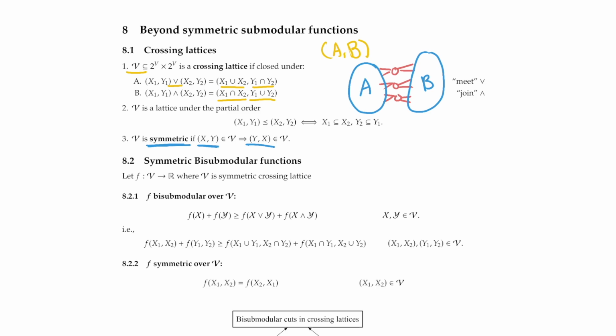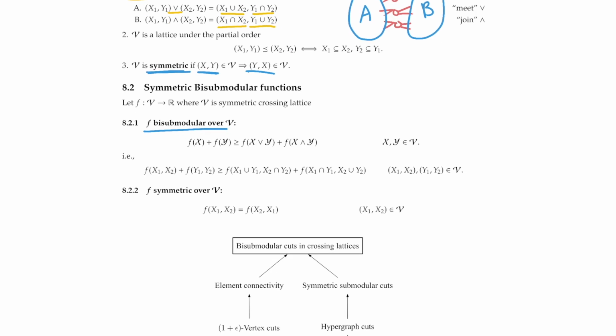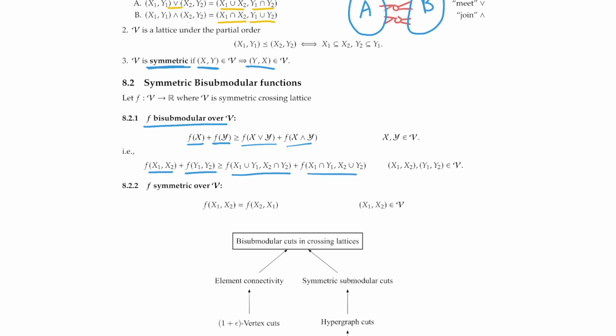The second generalization comes from looking at bisubmodular functions, which is saying submodular defined over this kind of lattice. So f of this set pair x plus f of this set pair y should be at least the meet and the join in the sense defined above. So that means if you give me one set pair describing one cut and another set pair describing another cut, and I look at the two cuts that arise from uncrossing, the meet and the join, the original cuts should be at least the uncrossed cuts.